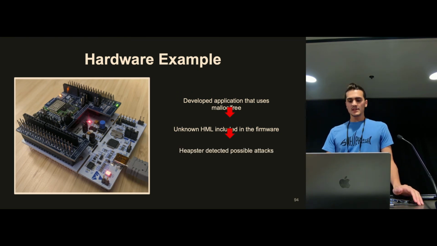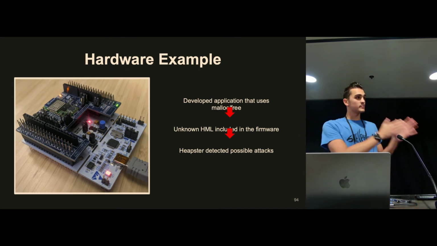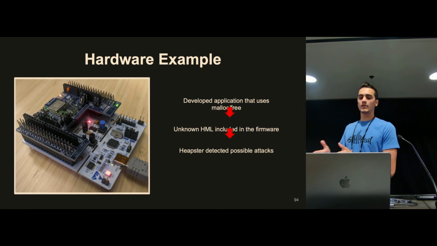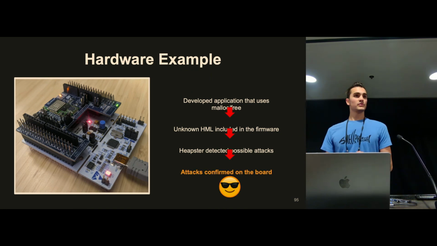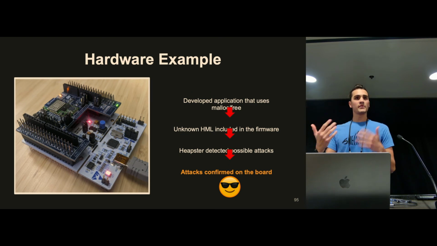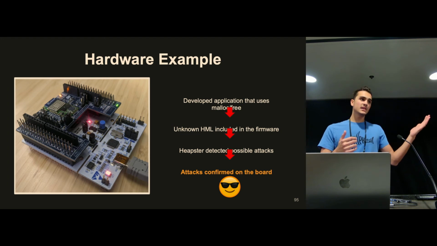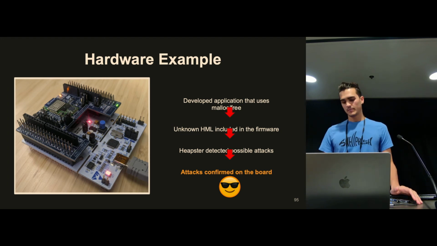What happened is we ran Heapster over this HML, over this binary. We identified the malloc and free, and we were able to identify possible attacks. So given some exploitation primitive, we were able to trigger some vulnerable state. We confirmed this on the board, and by looking at the log of the board, we were able to see that chunks were allocated out of the heap or overlapping each other.